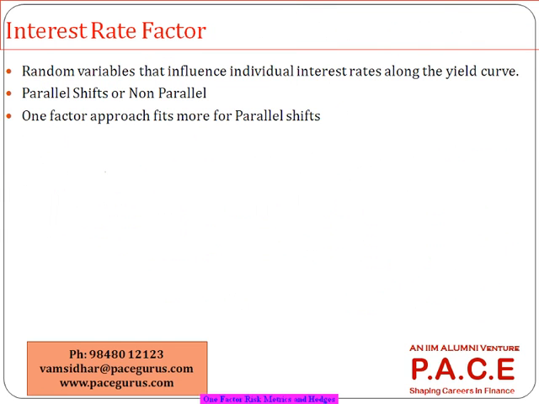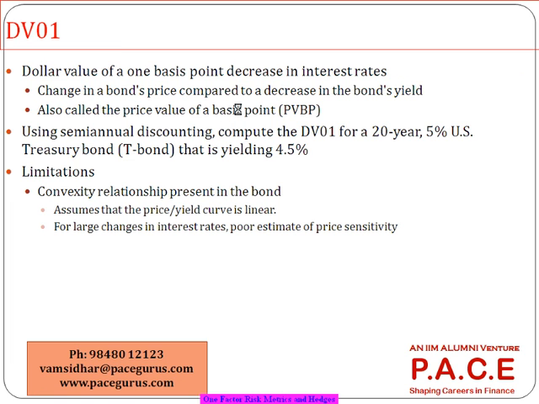For that, we can think of interest rates as either a parallel shift or a non-parallel shift. If it is a parallel shift, one-factor models will be more applicable. But wherever we see non-parallel shifts, we'll talk about multi-factor models, which we'll cover in the next chapter.